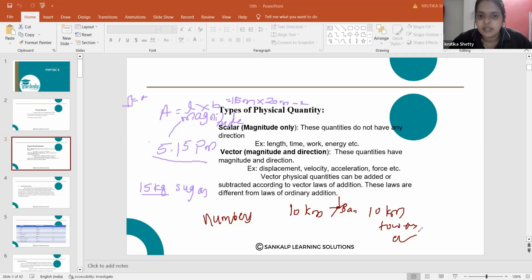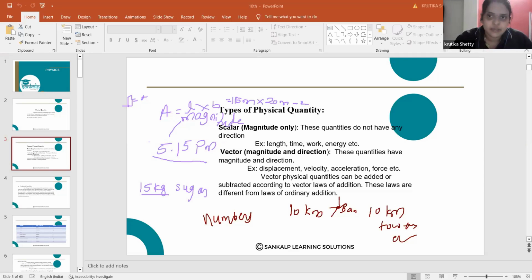So the examples you can see there, you might have studied the definitions in the 9th standard. The examples are displacement, velocity, acceleration, force. So these are examples of vector quantities. Then next, vector physical quantities can be added or subtracted according to the vector laws of addition. These laws are different from the laws of ordinary addition.